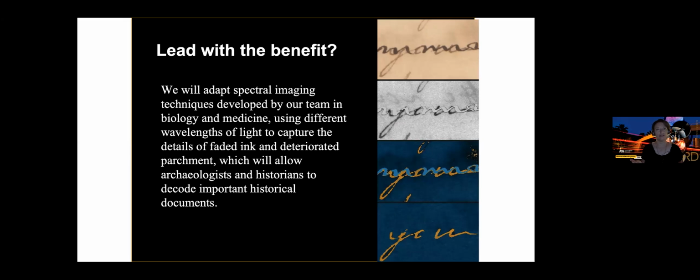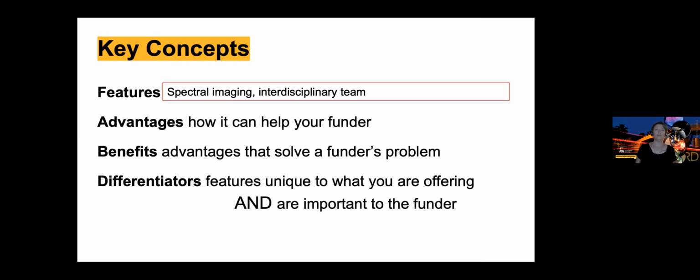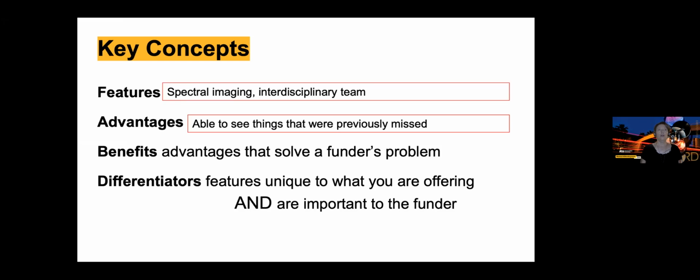Nothing wrong with that sentence. Maybe some grammar issues. We might edit a little bit. But is it as persuasive as we could make it? Well, let's go back to our features, advantage, benefits, and differentiators and start filling it out. Well, we know that it's spectral imaging and its interdisciplinary team are the key features that we've put into that paragraph. Advantage, oh, we can see things that were previously unknown.